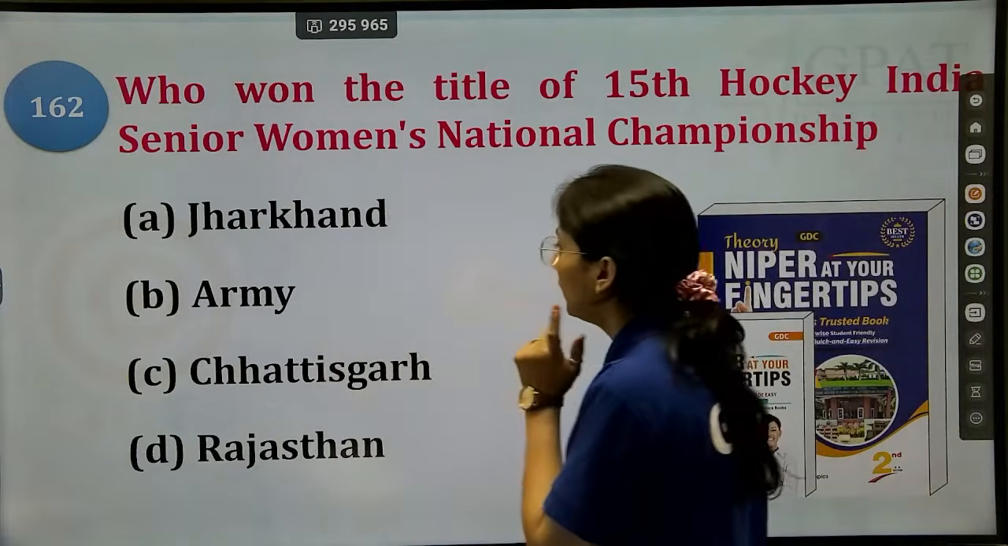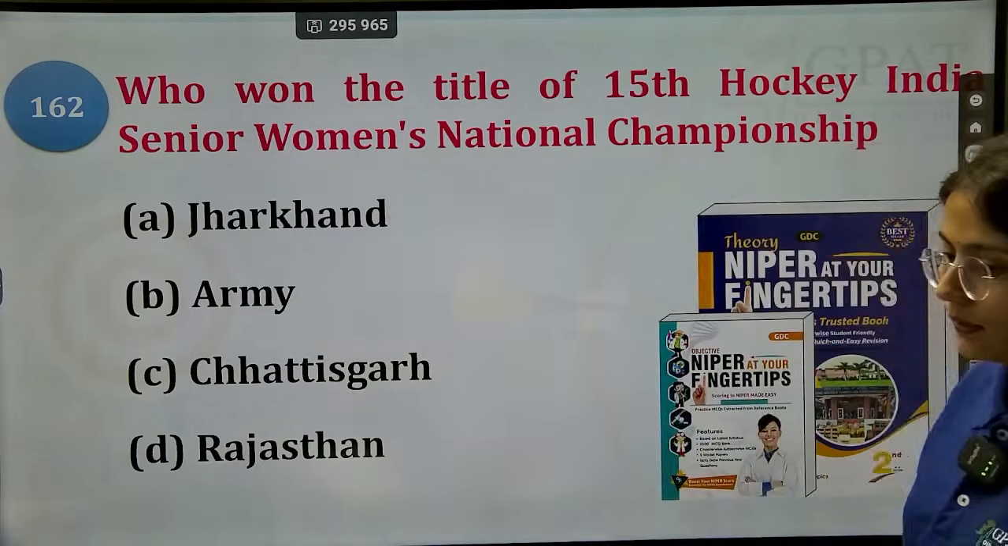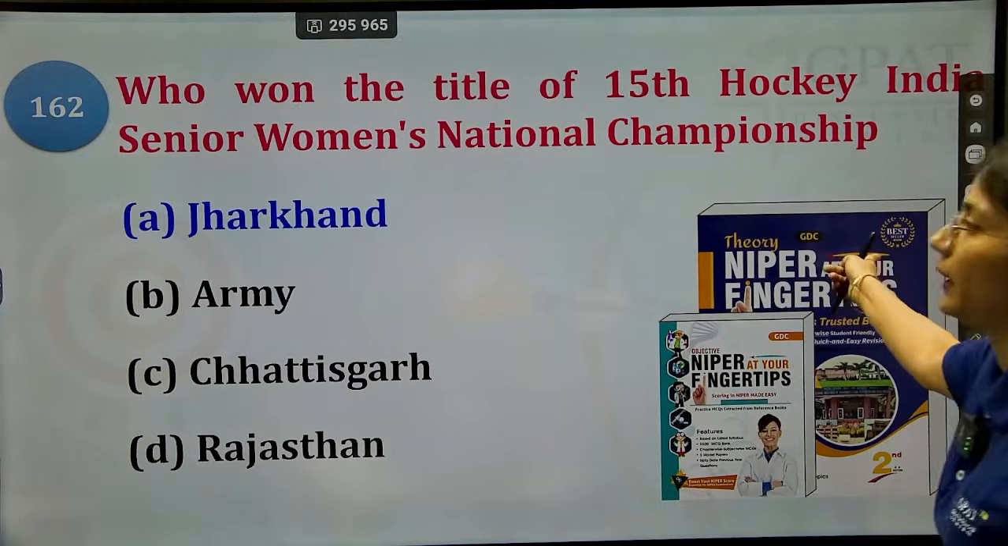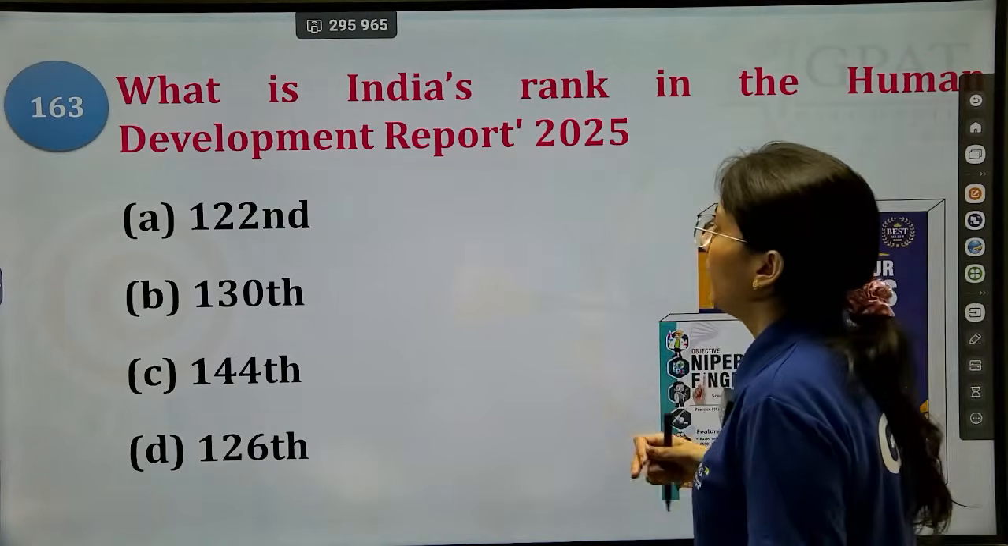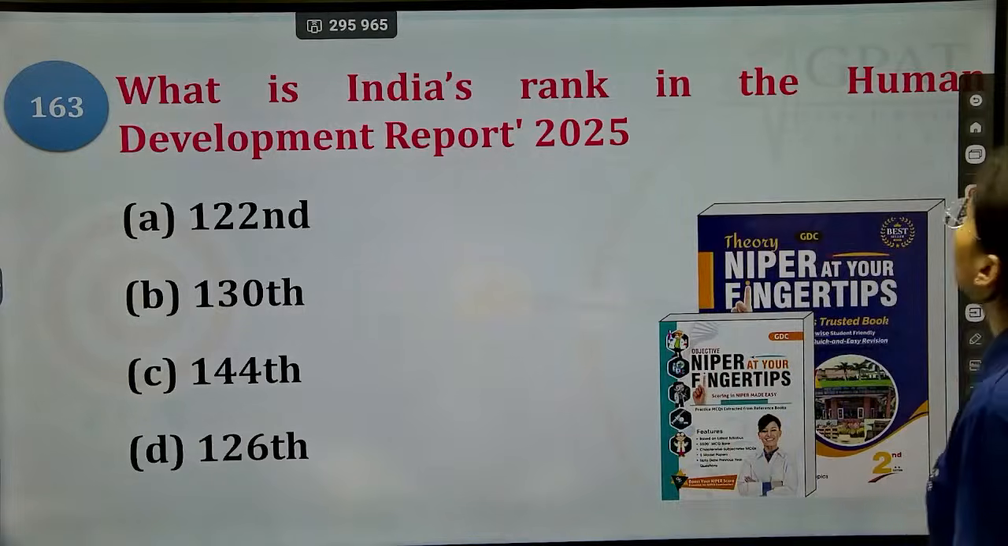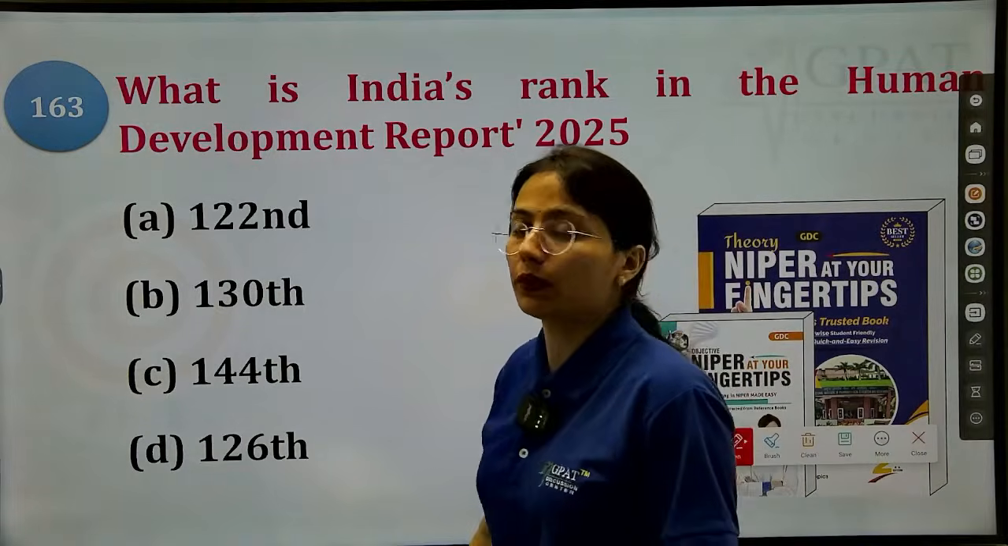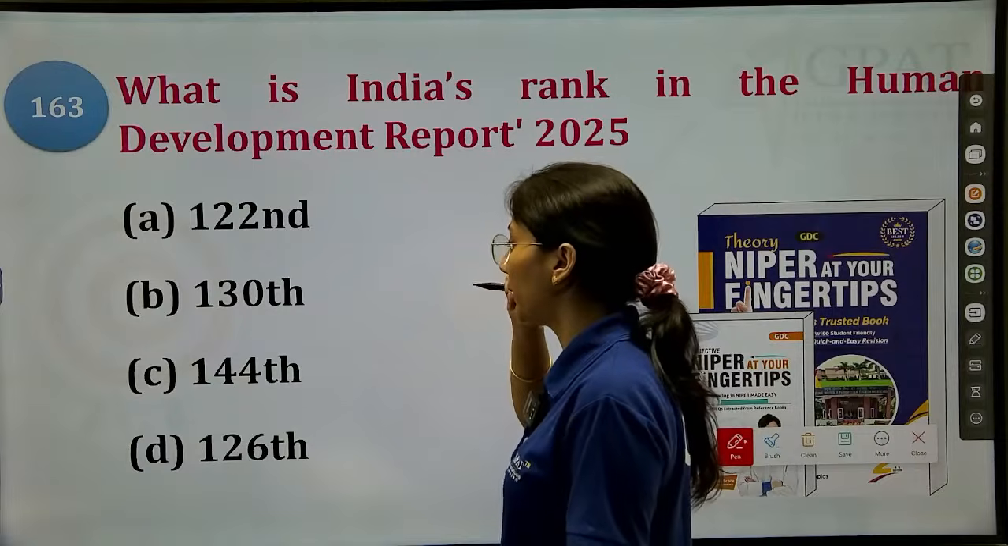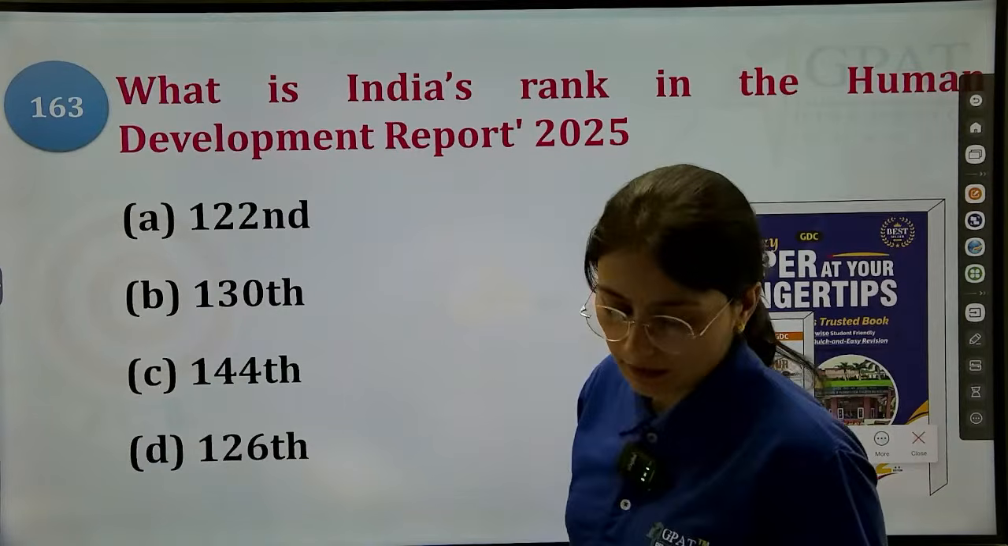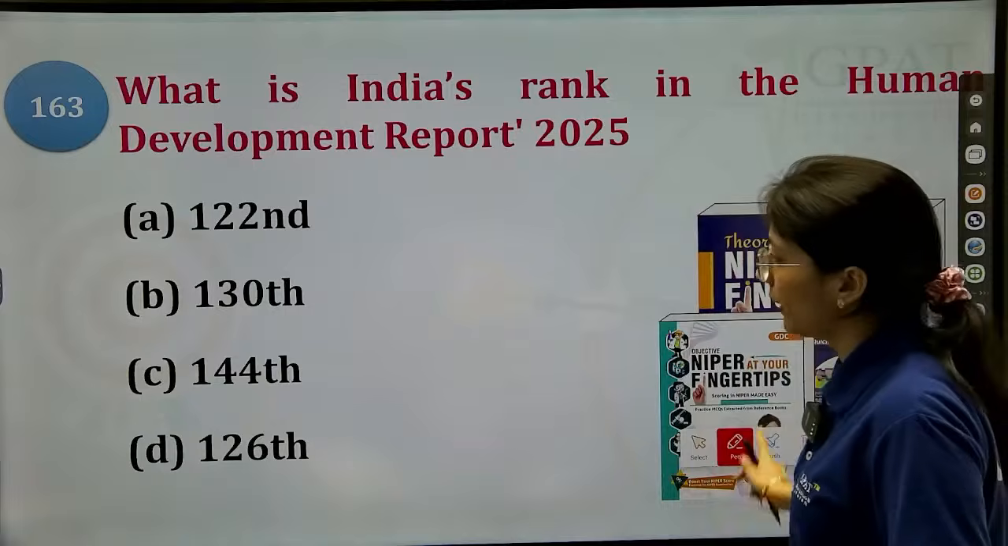Who won the title of 15th Hockey India Senior Women's National Championship? Jharkhand, Army, Chhattisgarh, Rajasthan. So answer is what? That is Jharkhand. Option number A is correct. What is India's rank in the Human Development Report 2025? 122, 130, 144, 126. That is which rank?